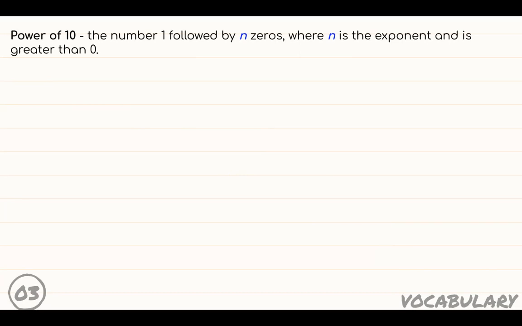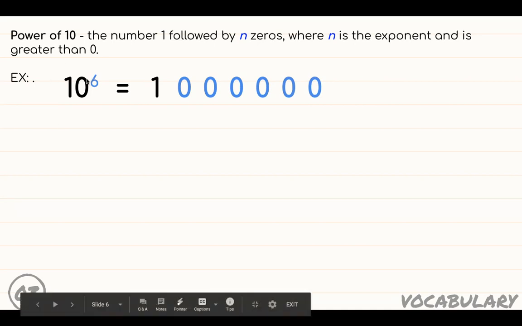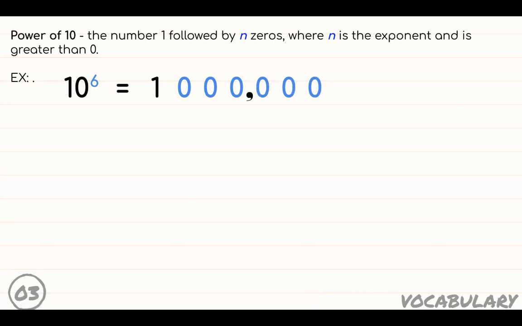Vocabulary. Power of 10. The number 1 followed by n zeros, where n is the exponent and is greater than 0. For example, 10 to the power of 6 equals 1 followed by 1, 2, 3, 4, 5, 6 zeros because our exponent is 6. Once we've done that, we can count 3 and add a comma, count 3 and add a comma. So 10 to the 6th power equals 1 million.